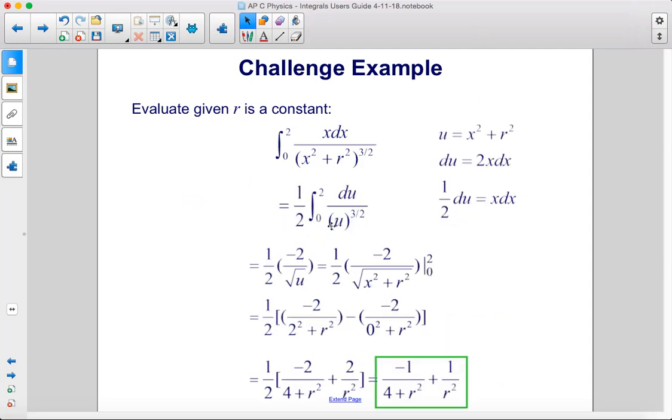Alright, so once we have our u and our du here, we can then evaluate the antiderivative from 0 to 2. And when you do all of the work, you end up with negative 1 divided by 4 plus r squared plus 1 over r squared.